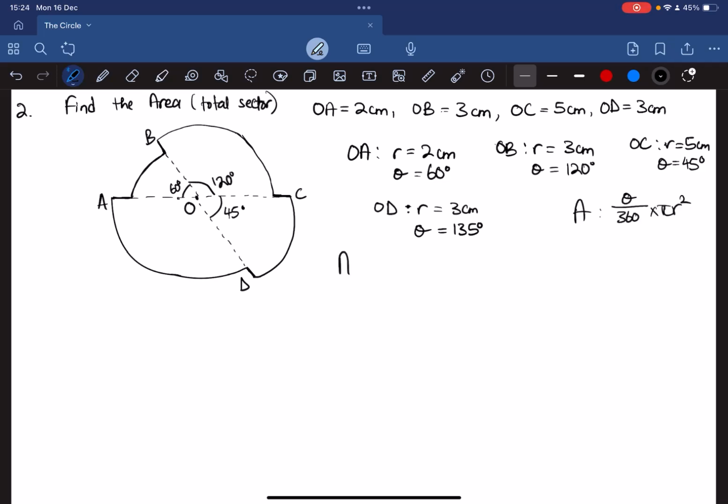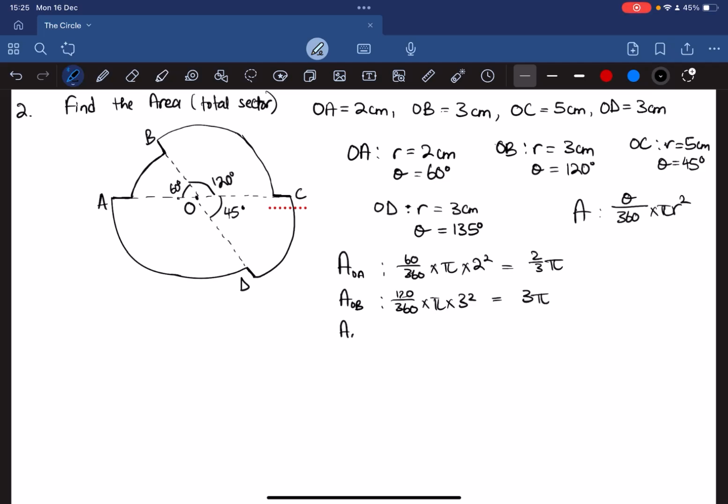I'm going to start by finding the area of OA, and that is going to be 60 over 360 times pi. My r is 2, so that is times 2 squared, and from this we get 2 over 3 pi. And then moving on to finding the area of OB, that is 120 over 360 times pi times 3 squared. And the answer that we get there is 3 pi.